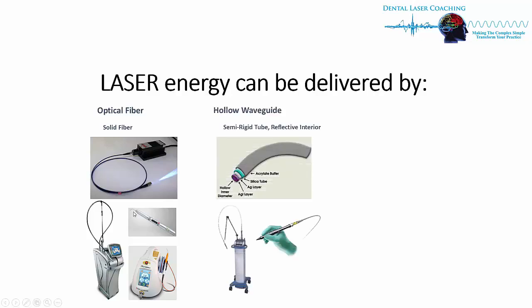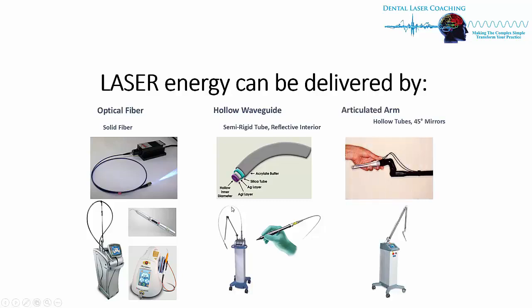The other way is a hollow waveguide. Think of this as like a garden hose. Instead of a solid optical fiber, we have a hollow waveguide where the inner lining is coated. This is a more inexpensive way to do it, but there are some limitations, because it does affect the output how much this fiber is bent. And then the third way to deliver energy, and this is done a lot of times with higher power lasers that have high peak powers, is through a series of mirrors in the articulated arm.